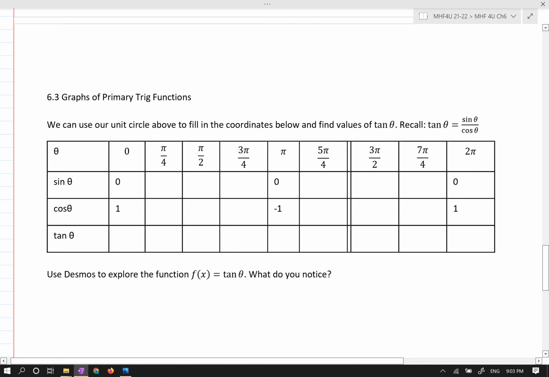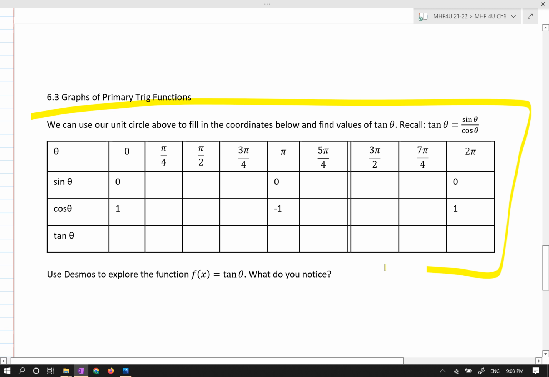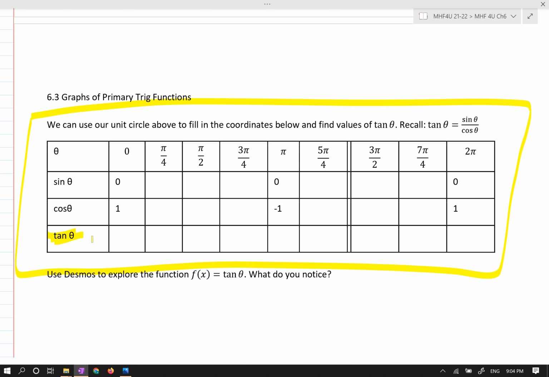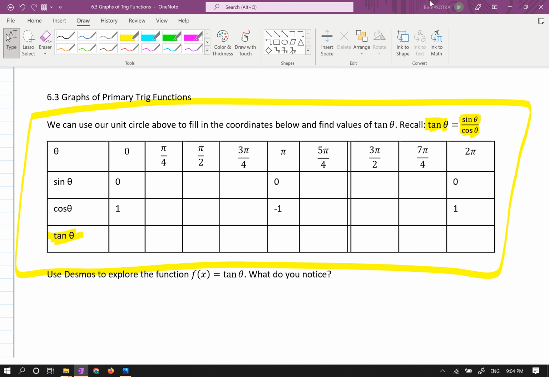Fantastic. Those are the shapes we're looking for. Now, we can go forward with a little bit of flexibility here, folks. If you would like to spend some time exploring your tangent function, you can do so right here. We might come back to this in the future, but the one thing you need to keep in mind is that your tangent function at all points is equal to the sine of theta divided by the cosine of theta.